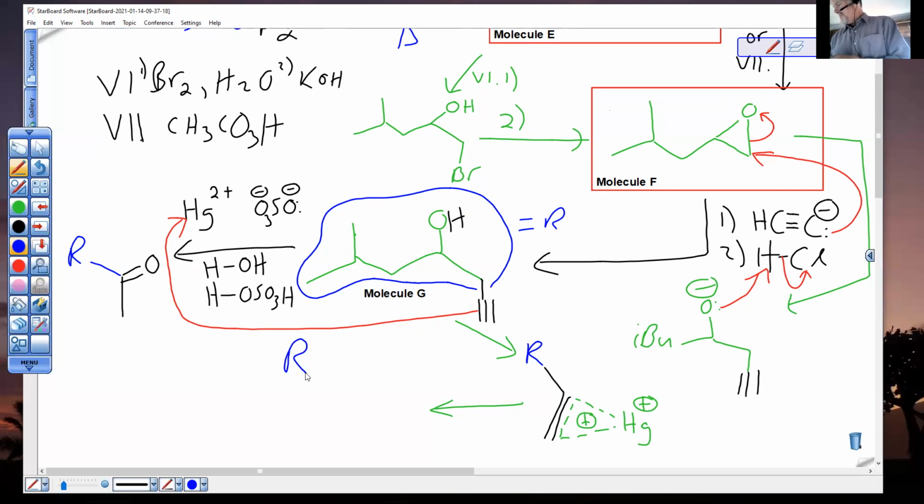That's the mercuronium, sorry, and it needs to be attacked. What does it get attacked by? It gets attacked by water. I'm starting to draw the product without having the mechanism. Which carbon spends more time with a plus charge? Oh, we just discussed it. It's the more substituted one.